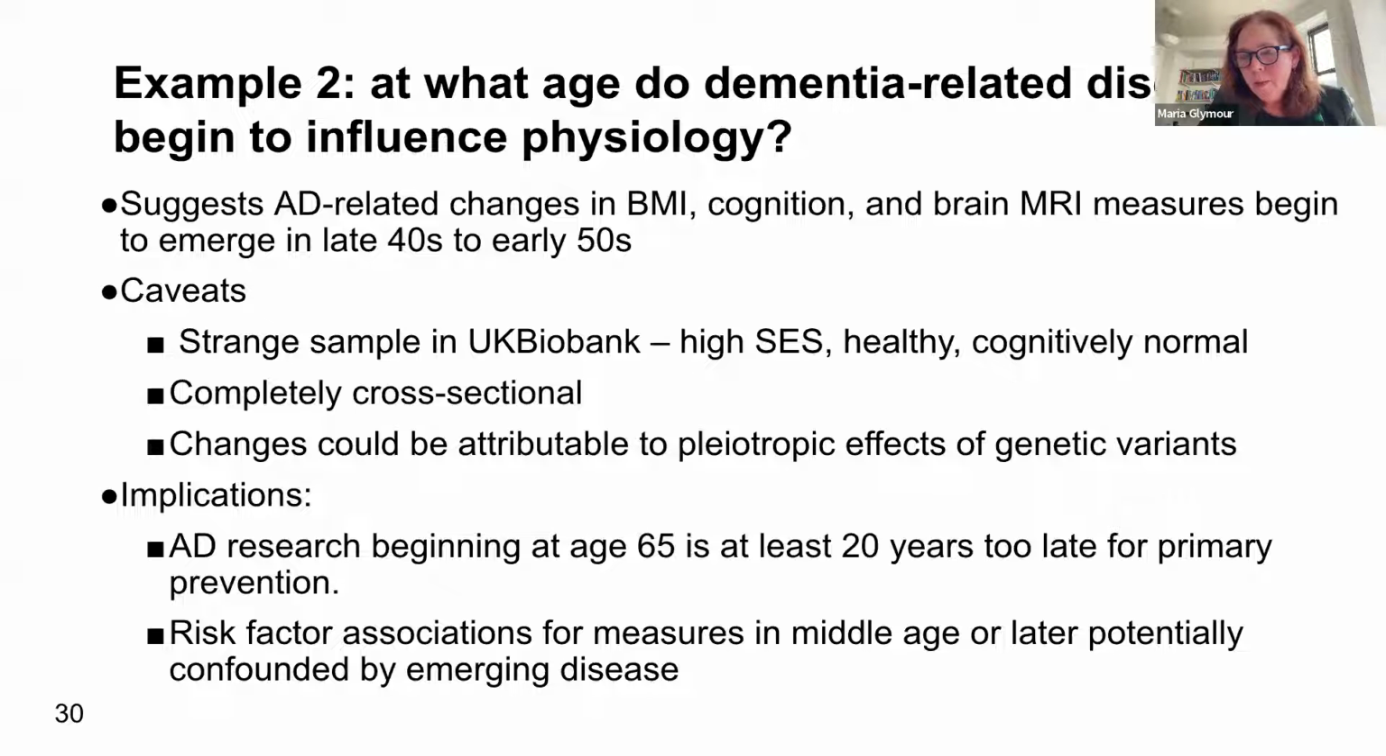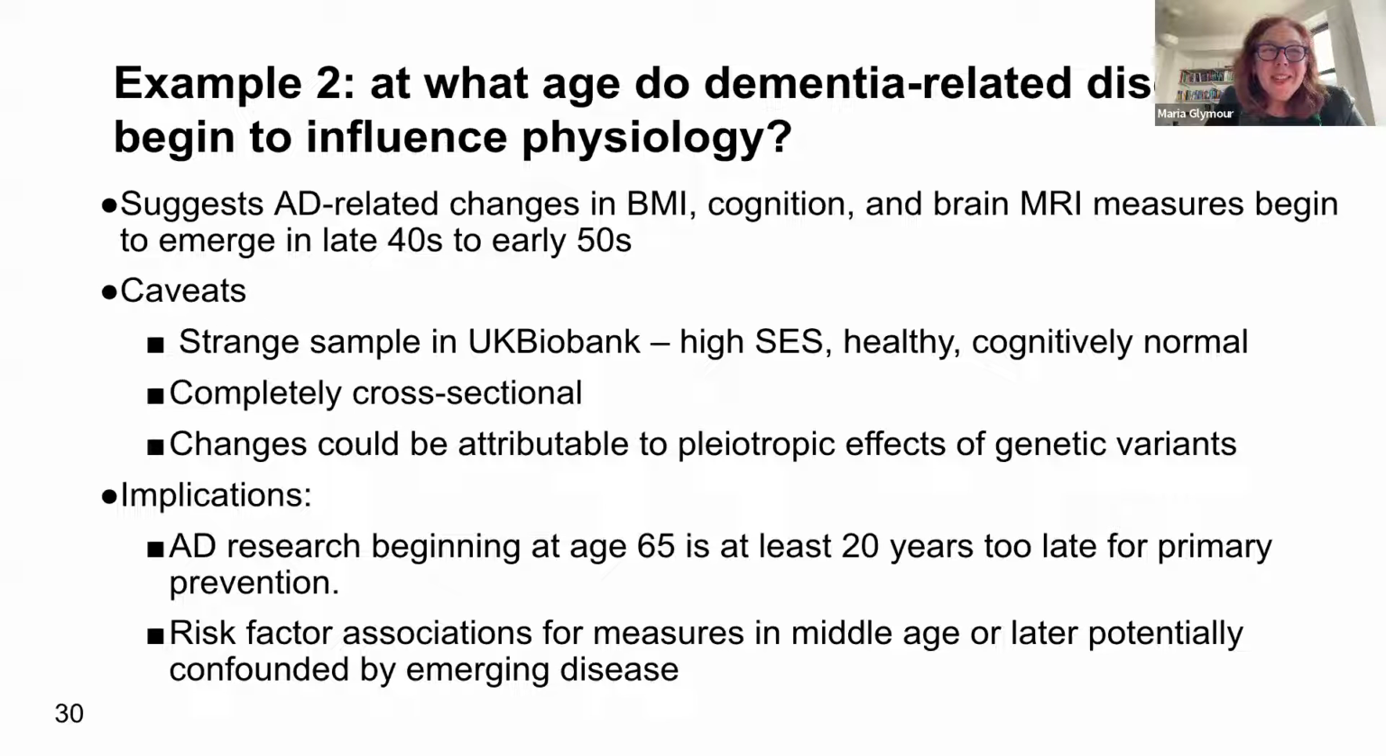We've also looked at brain MRI measures, beginning to emerge in late 40s, early 50s. Of course, there are lots of caveats here. This is a strange sampling process. This is completely cross-sectional data. The changes could be attributable to pleiotropic effects of genetic variants. I don't think that's the best explanation, but it's certainly a plausible one.